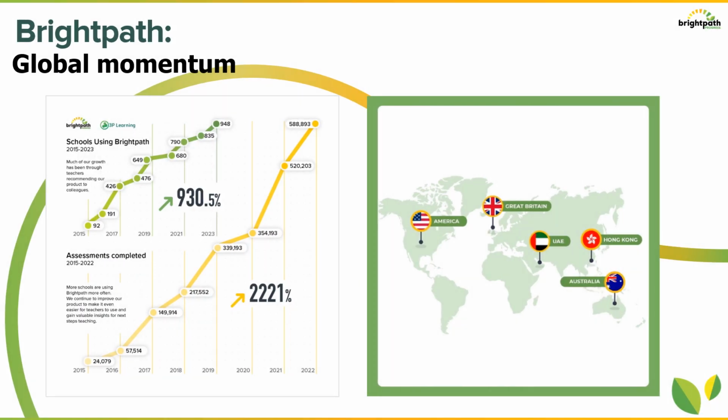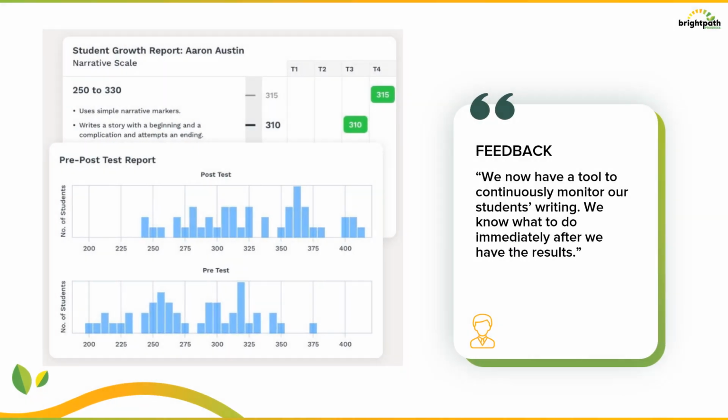Brightpath is used in diverse schools across Australia. There has been a rapid uptake of Brightpath and more schools are using it more often. Schools greatly value Brightpath Progress. They see it as a tool that they can use to continuously monitor their students' writing.